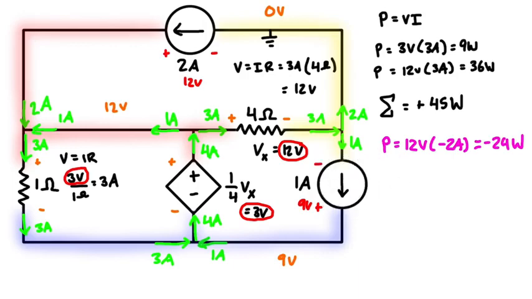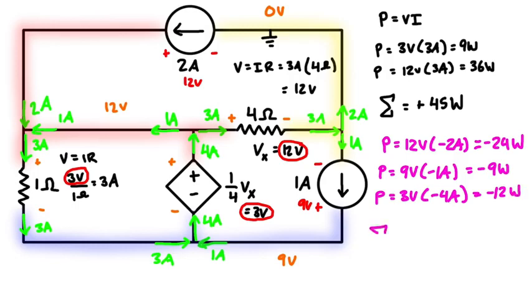Let's do this one next. So we have power is equal to 9 volts times negative 1 amp. So that's a total of negative 9 watts. And then for the dependent power source, power is equal to 3 volts times negative 4 amps. And that is just negative 12 watts. And when we sum those up together, we find that the total power delivered to the circuit is negative 45 watts. And this is what we're expecting because the total power delivery and dissipation should net out to 0 in a circuit. So this is a really strong indication to us that we've actually done everything correctly, and we can be pretty confident with our answer.